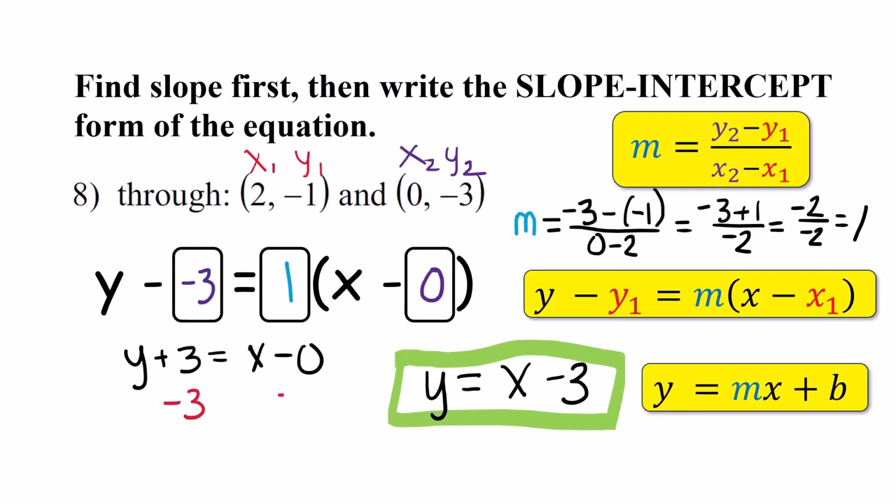Now subtract 3 from both sides. And look, you're going to have the same answer either way. So even if you're using the point-slope formula and it looks a little different in the middle, that's okay. Everybody's going to end up in the same spot. It's fine. You can choose either point.